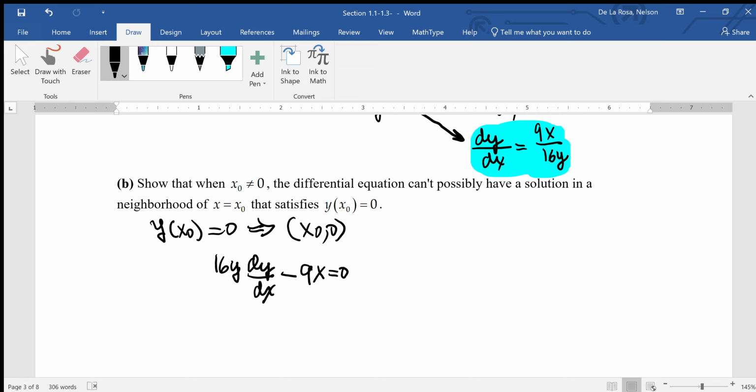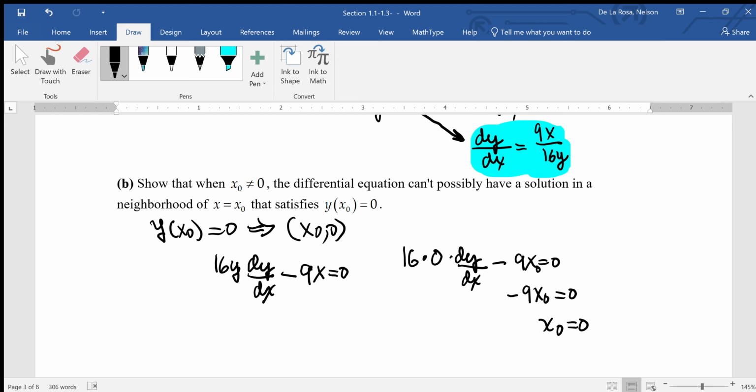Now, let's replace this point in the given differential equation. We're going to have what? Well, we're going to have 16 times 0, because y is 0, right? Times dy/dx minus 9x equal to 0. So we're going to have just 9x sub 0. So we have 9x sub 0 equal to 0. So x sub 0 is 0.